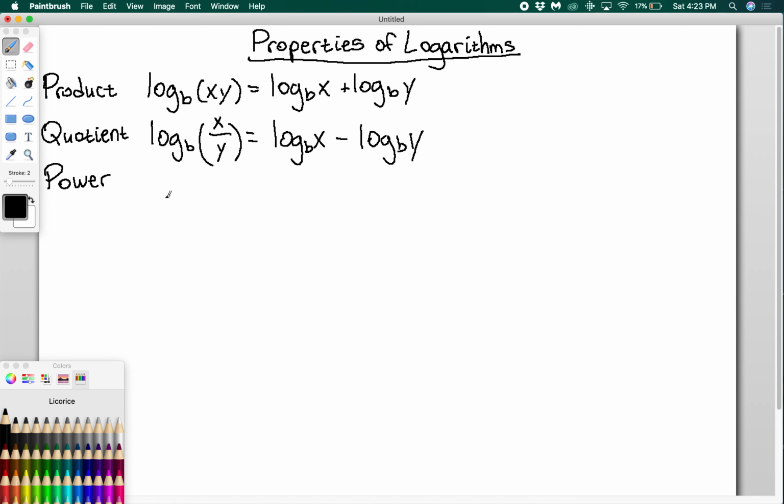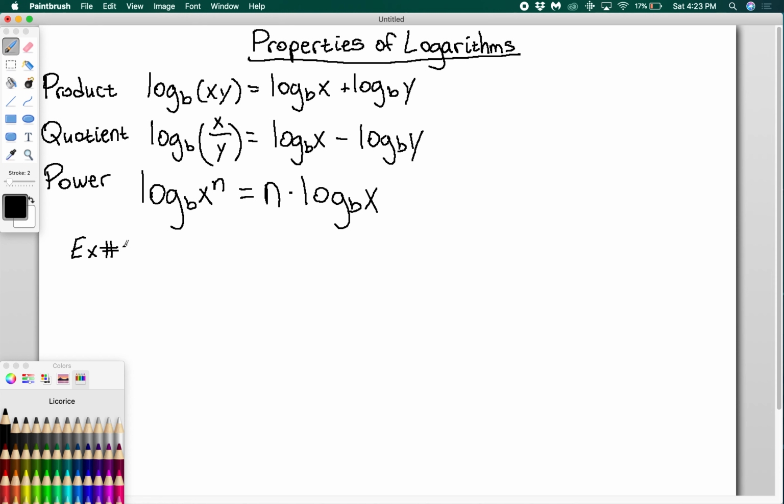For the power rule, this one's a little different. If I have log base b of x to the n, then what I can actually do, and this is pretty cool, is take this exponent and just put it out front of the log. So I can just do n times log base b of x, which can be pretty convenient. Now let's look at some examples of where these properties can be useful.